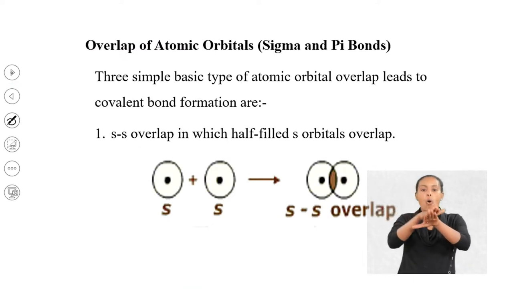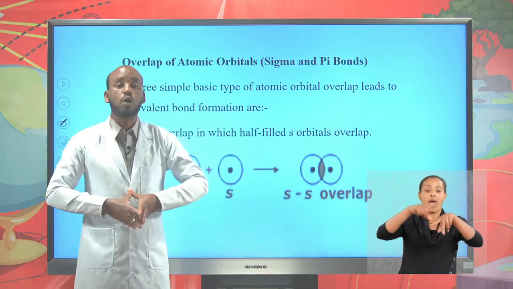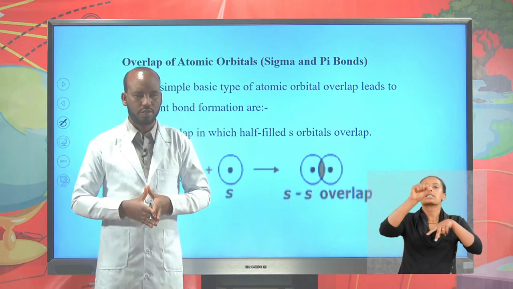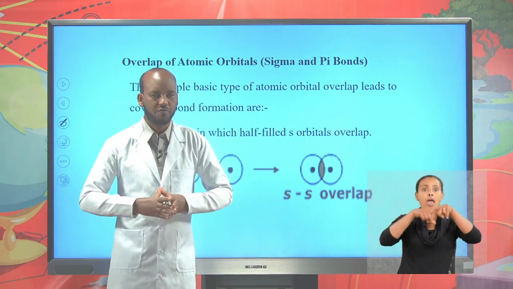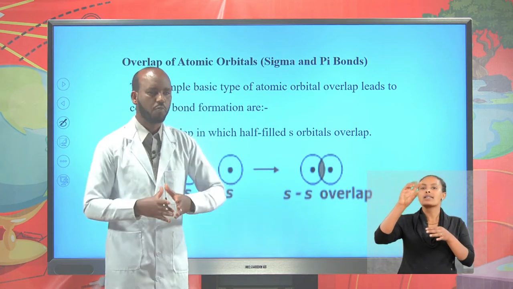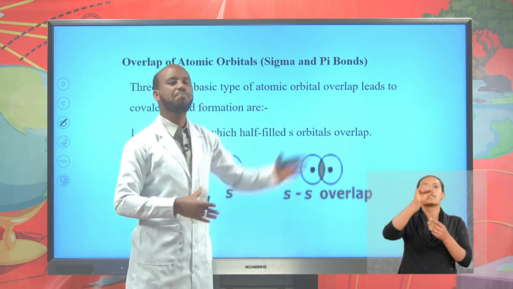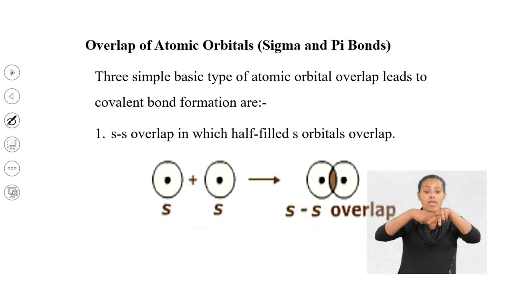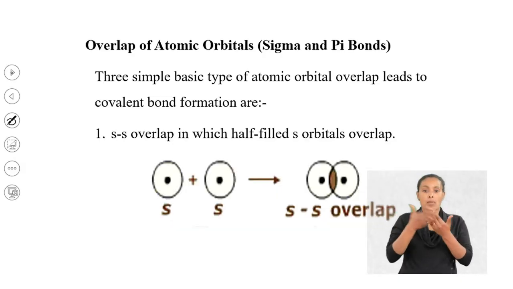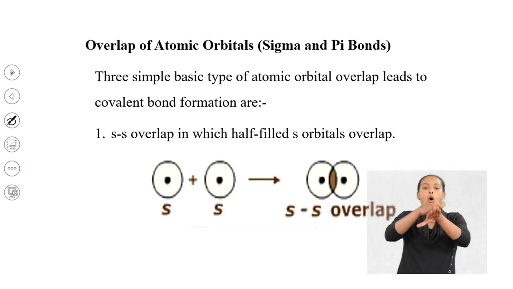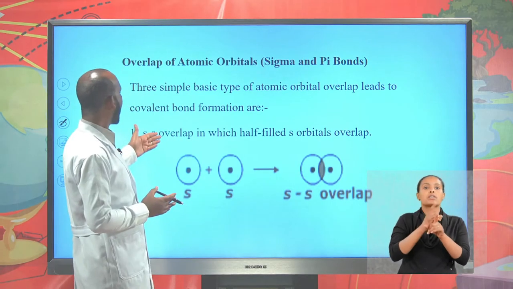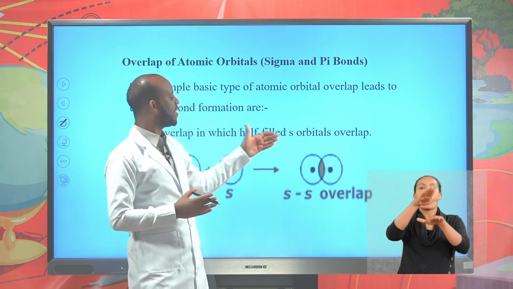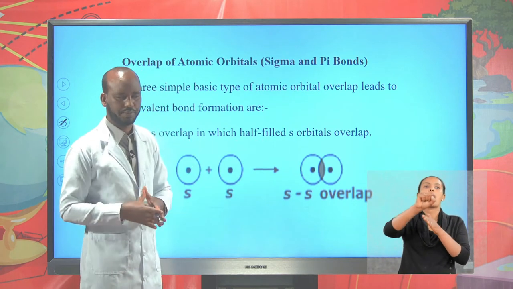Overlap of atomic orbitals, sigma and pi bonds. How is a sigma bond formed? How is a pi bond formed? Let us see the formation of sigma and pi bonds. Three simple basic types of atomic orbital overlap lead to covalent bond formation. These are, one, s-s overlap, in which half-filled s orbitals overlap.